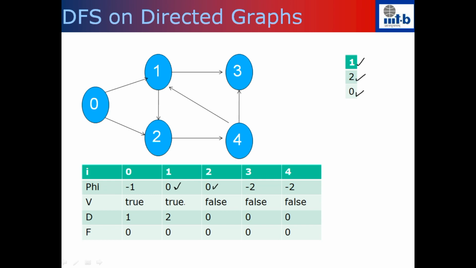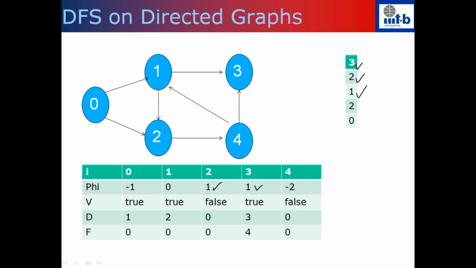When I pop 1 out of the stack, I'm going to set the flag to be true. The discovery time is set as 2. Now I'm going to look at both the adjacent vertices of 1, which are 2 and 3. So I'm going to push back 1 into the stack, and then push 2, and then push 3. So 1 was already there. I pushed 2, then I pushed 3. When I push 2, I have to change the pi function. The pi function of 2 is changed to 1, and the pi function of 3 is changed to 1.